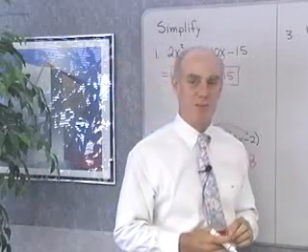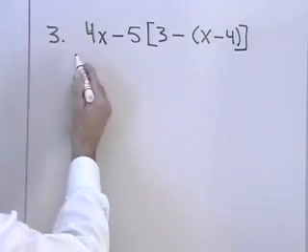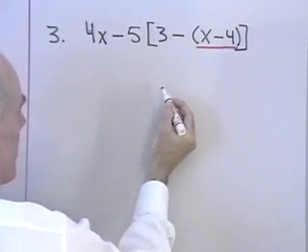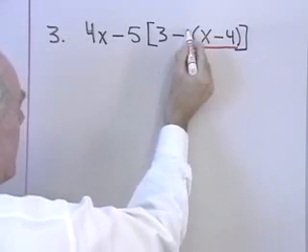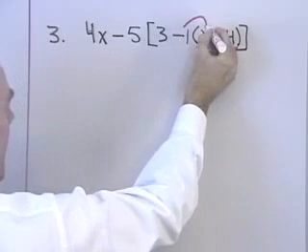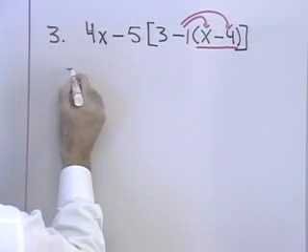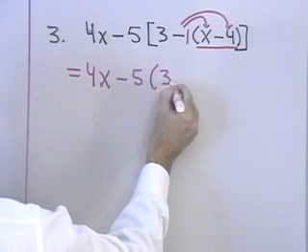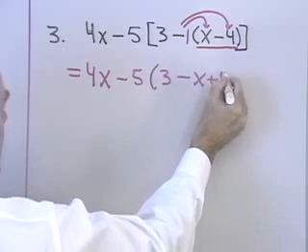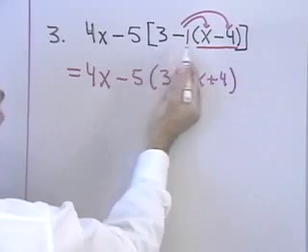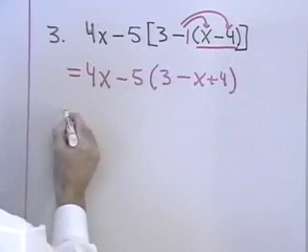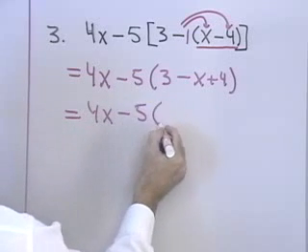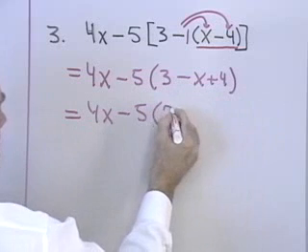Let's look at one more simplification problem. Let's just simplify this. I'll use my rule for order of operation and go into the innermost parentheses first. I want to remove them. I'll think of this as a negative 1 times each term inside. So I have 4x minus 5 times 3 minus x plus 4. And I replace these brackets with parentheses. Continuing to simplify, I have 4x minus 5 times 3 plus 4 is 7 minus x.